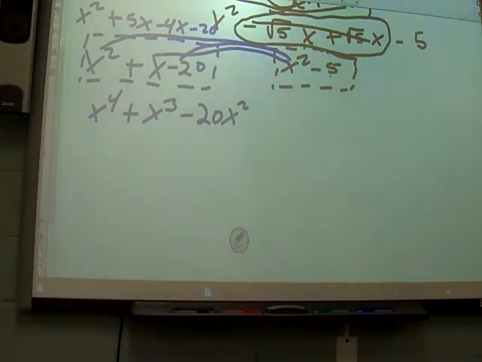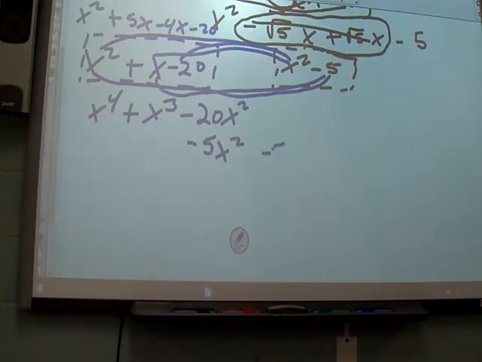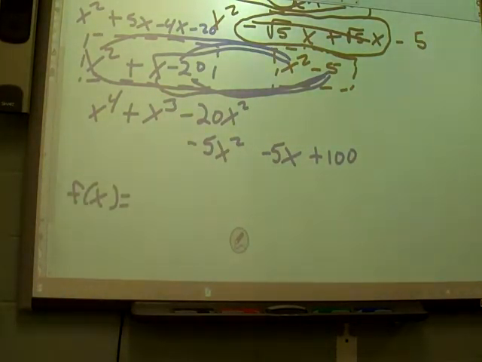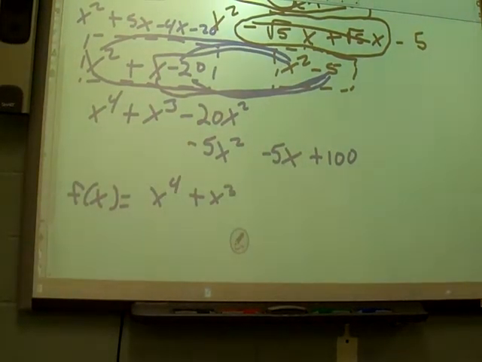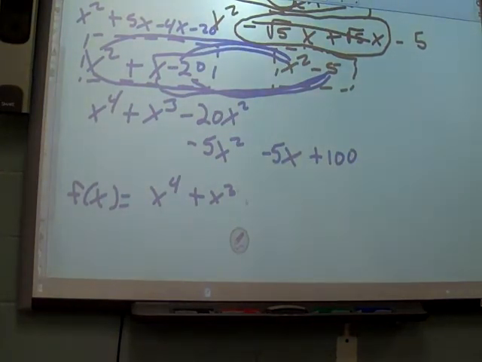Okay, now we're going to take the negative 5. So negative 5 times x squared. Negative 5 times x. And negative 5 times negative 20. Okie dokie. F of x equals x to the 4th plus x cubed. Negative 20x squared and negative 5x squared gives you negative 25x squared minus 5x plus a hundo.